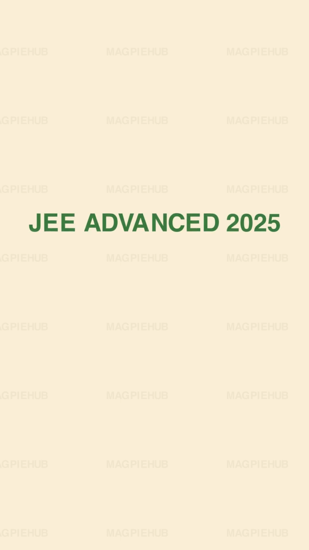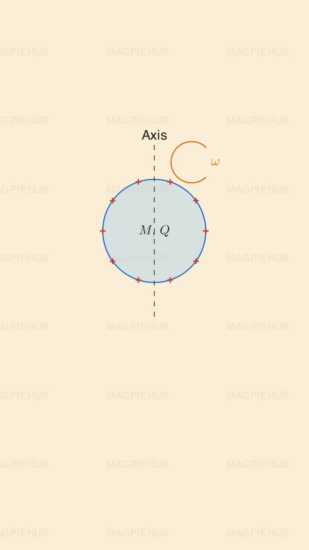JEE Advanced 2025, Paper 2, Physics, Question 9. Let us visualize the system. We have a conducting solid sphere of radius r and mass m, carrying a total charge q on its surface. The sphere is rotating about an axis through its center with angular speed omega. We need to find the magnetic dipole moment and compare it with the angular momentum.